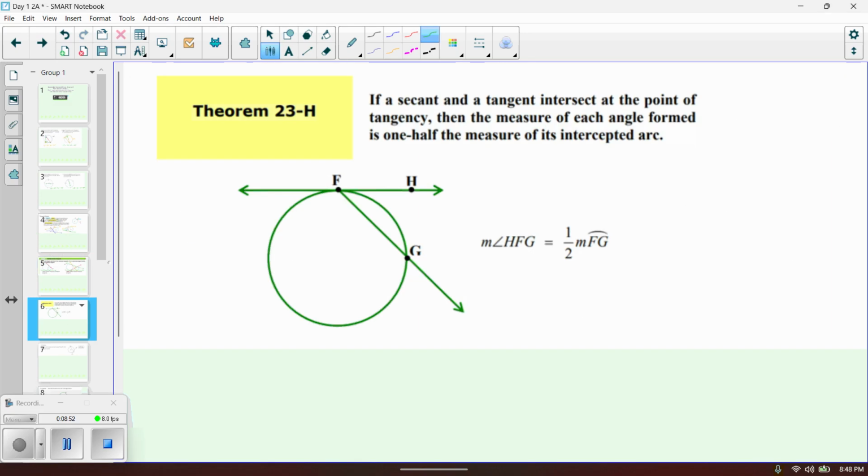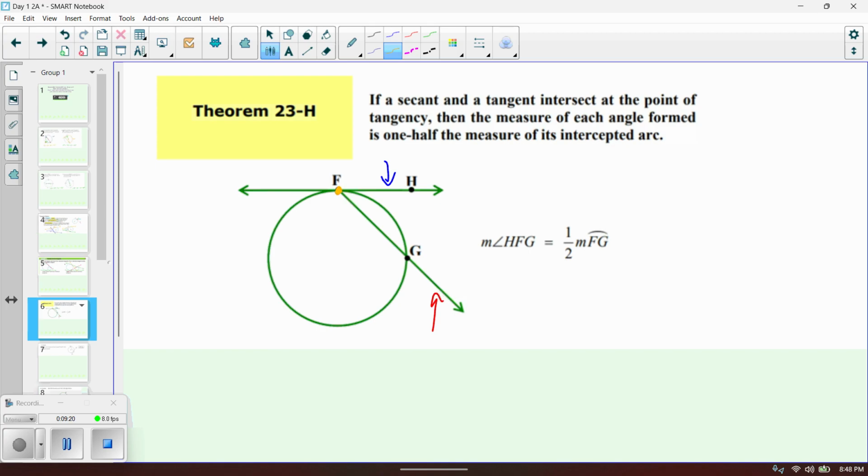So we have this theorem, and the theorem says that if a secant and a tangent intersect at a point of tangency. So this one is your secant right here, and this one is your tangent because it hits at only one point. The secant line hits through 2 points and keeps on going. They both meet at point F. So that's what they're talking about.